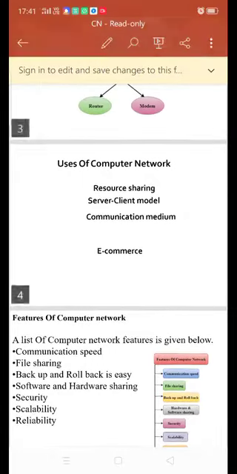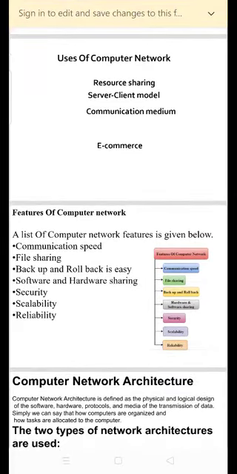So next one is communication media. A computer network behaves as a communication media among the users. For example, a company containing more than one computer has an email system which is employed for daily communication. So e-commerce is important for a business. We can do business over the internet. For example, amazon.com is doing business over the network. They are doing their business over the internet.